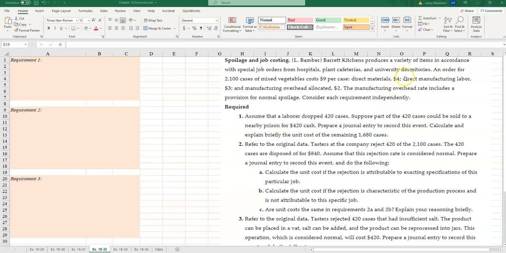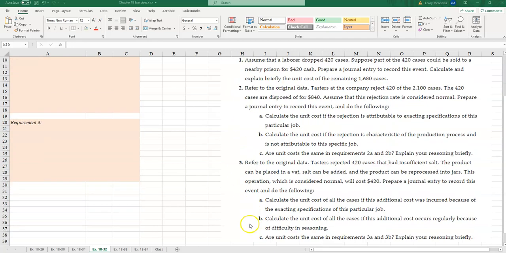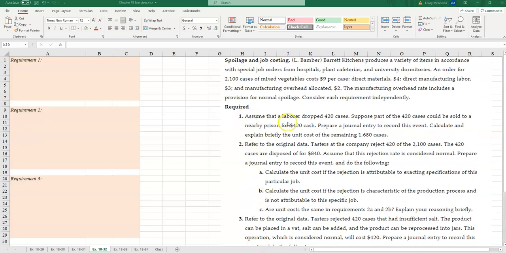Barrett Kitchens produces a variety of items in accordance with special job orders from hospitals, plant cafeterias, and university dormitories. An order for 2,100 cases of mixed vegetables costs $9 per case. Direct materials are $4, direct manufacturing labor $3, and manufacturing overhead allocated $2. The manufacturing overhead rate includes a provision for normal spoilage. Consider each requirement independently. So we have three different requirements here, and we're going to look at those independent of each other and just base our assumptions on the actual text of the problem itself.